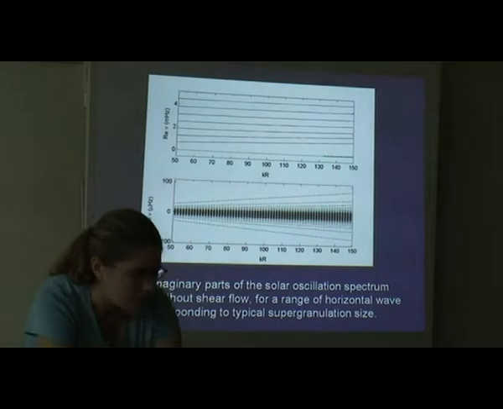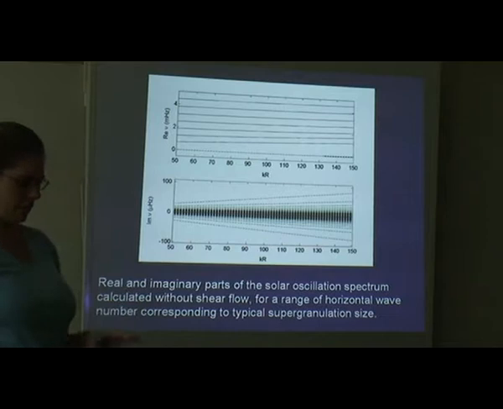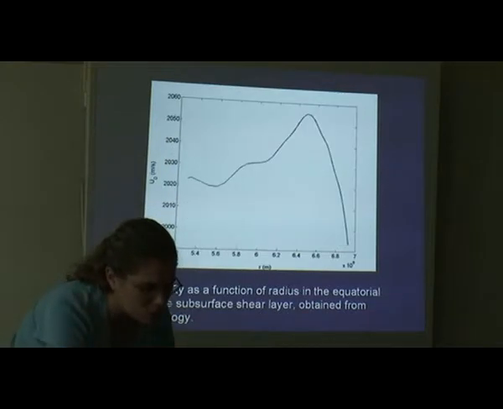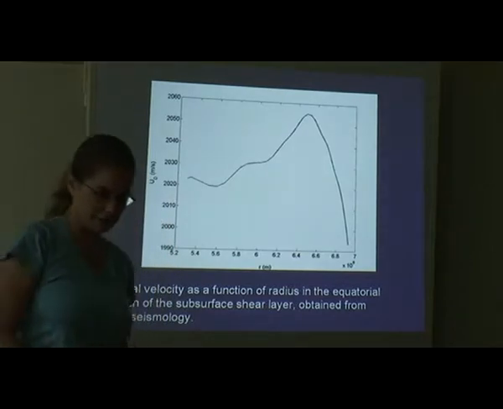So without any shear velocity, if we just have that set to 0, we end up with these real p and f nodes and entirely imaginary convective nodes. And convective nodes are the ones we're interested in, and this is the shear velocity that we're getting from helioseismology. So the growth rates, they're only on the order of what, 5 minutes, yeah?